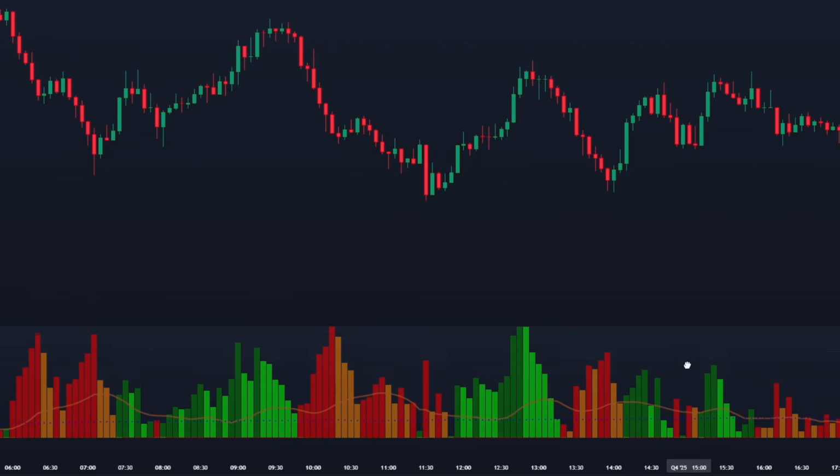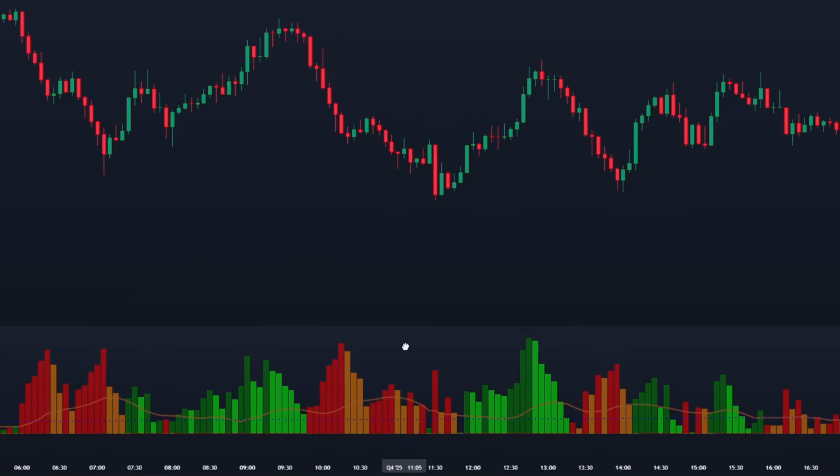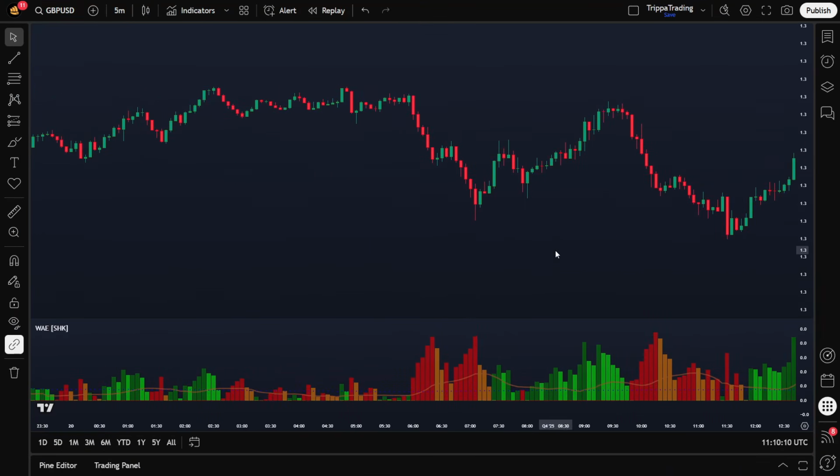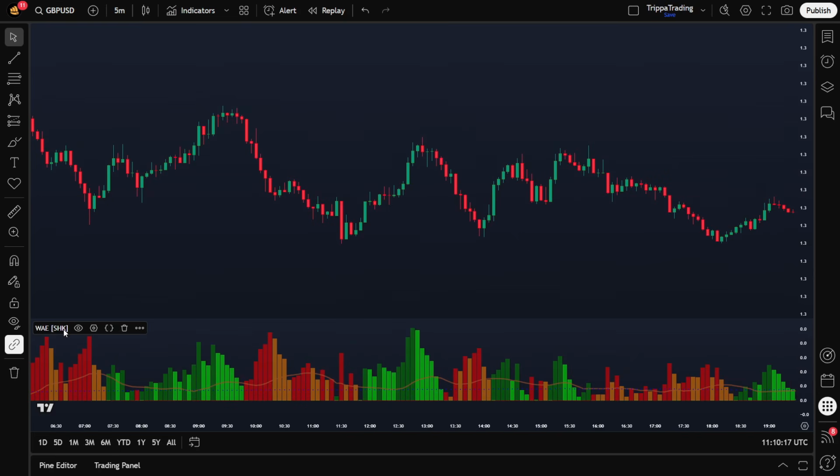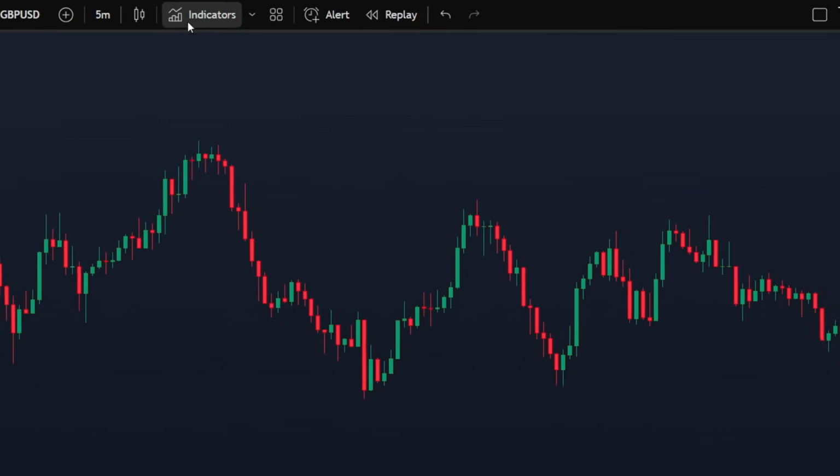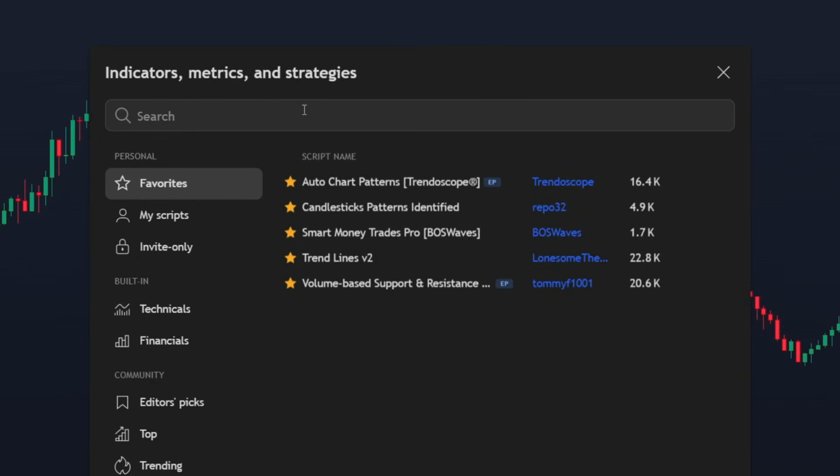When you combine this with simple price action, Waddah Explosion can help you catch clean breakouts instead of fake ones. It's basically your early warning system for high-energy moves in the market. Now let's move on to the next indicator on our list. So let me just open the Indicators tab again.